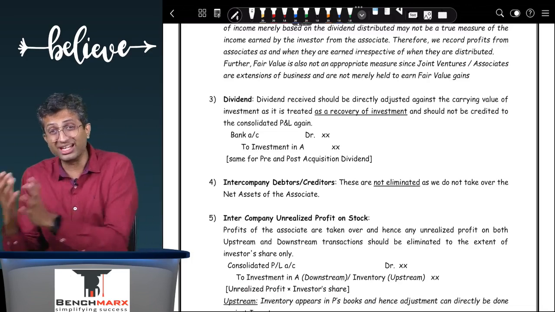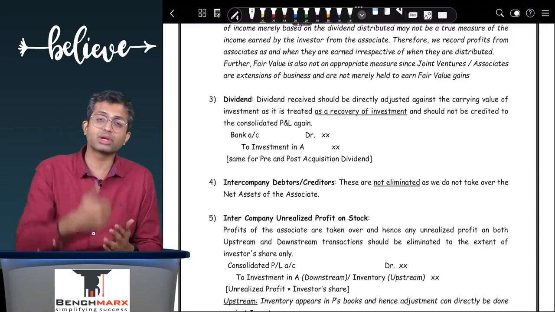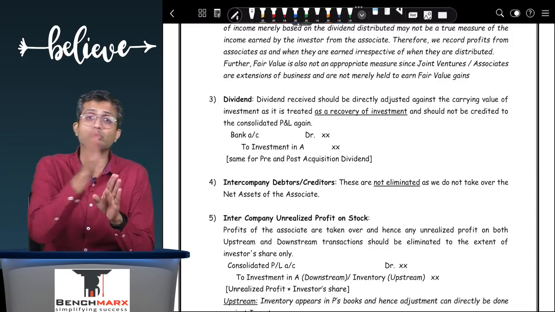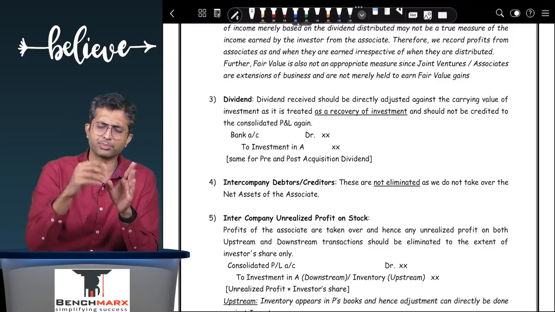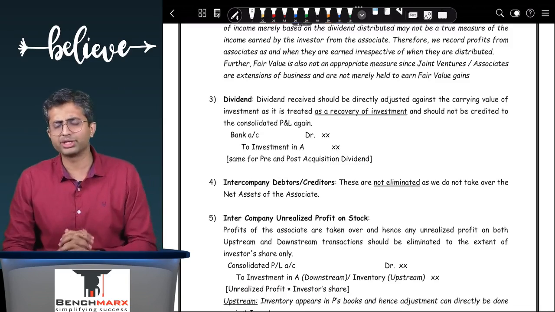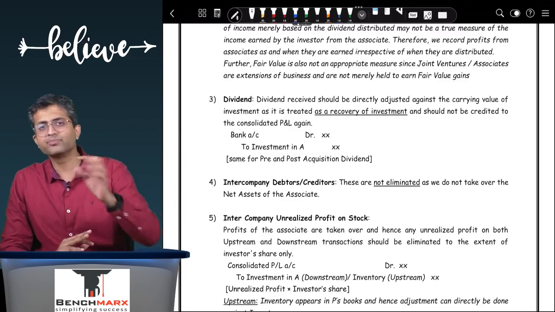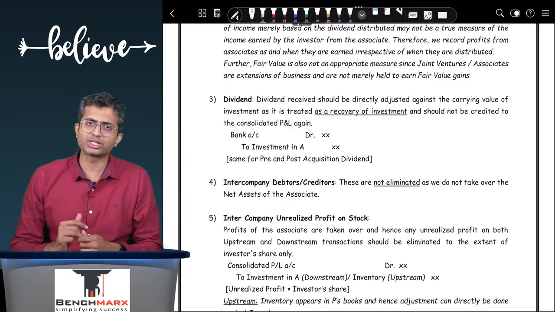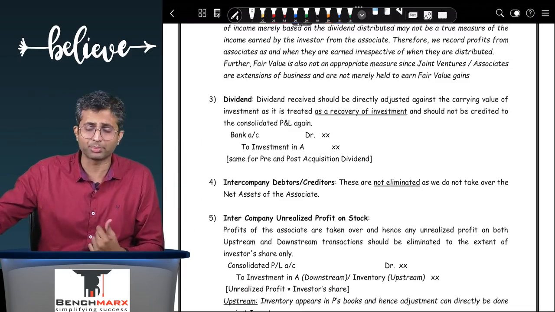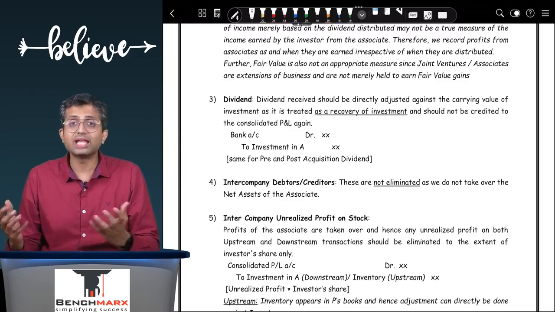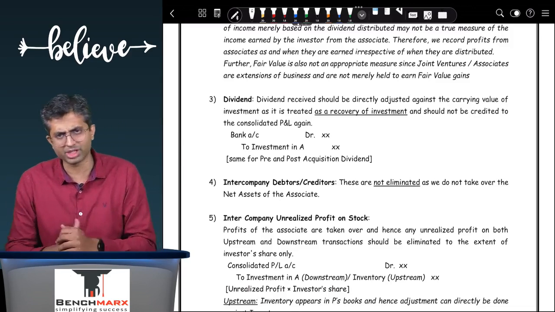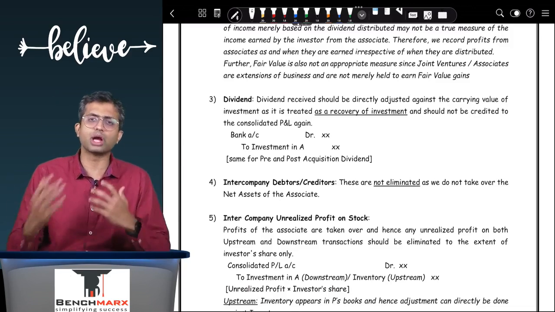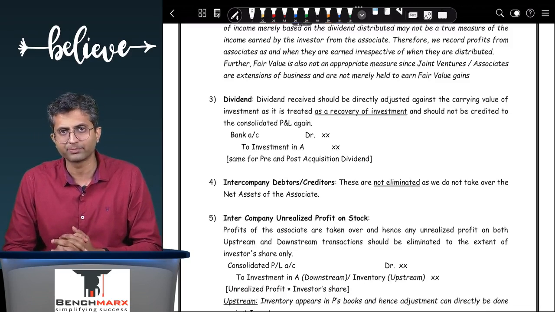the inventories. In case of an upstream transaction, the inventory is appearing in the books of the parent. The associate has sold to the parent, the parent's inventory will appear, and hence you will remove it from the parent's inventory. Whereas if it is downstream, then you will reduce it from the investment, because the associate's inventory is not appearing and hence the value of that is embedded inside the investment, so you reduce it from the investment. You do this adjustment for both upstream as well as downstream transactions.